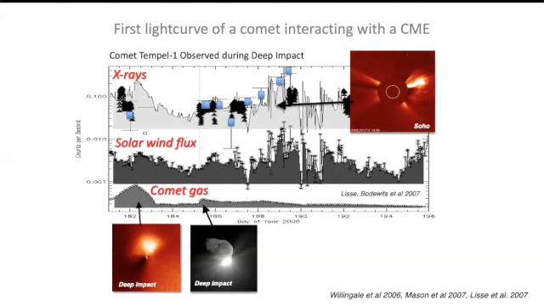So what we have here on the x-axis is time, in units of day of year of 2005. So this was all around the middle of the year, so July of 2005. The lowest plot here shows the behavior of the comet in optical wavelengths, and so it's a proxy of its gas production rate. So how much neutral gas is produced by this object.